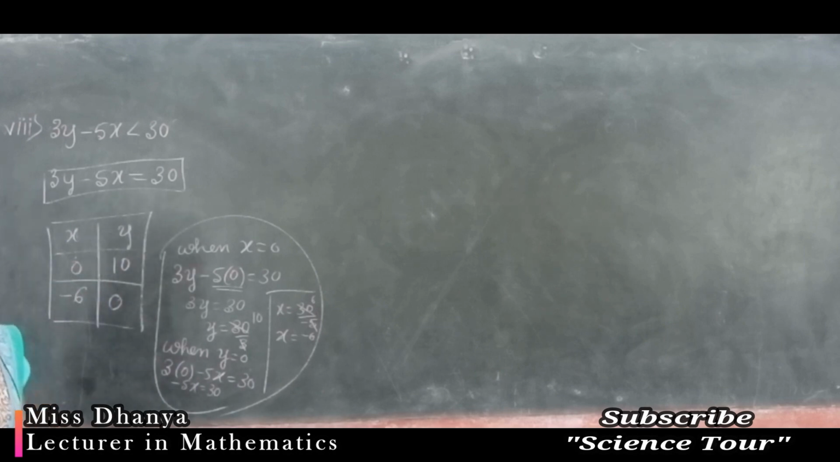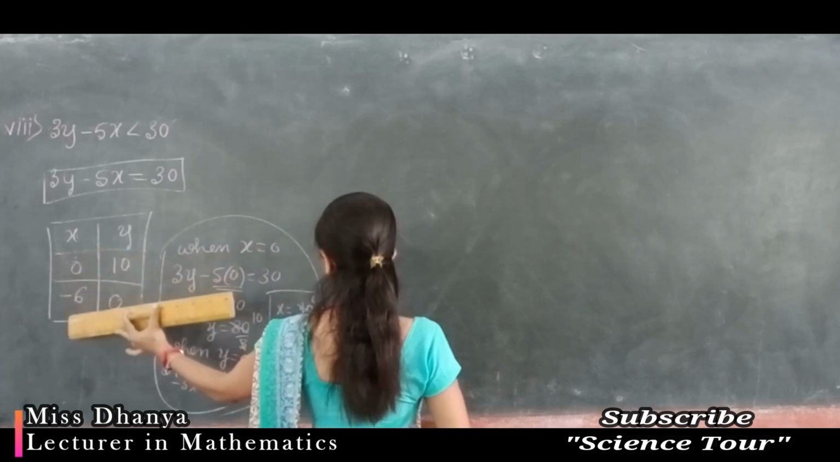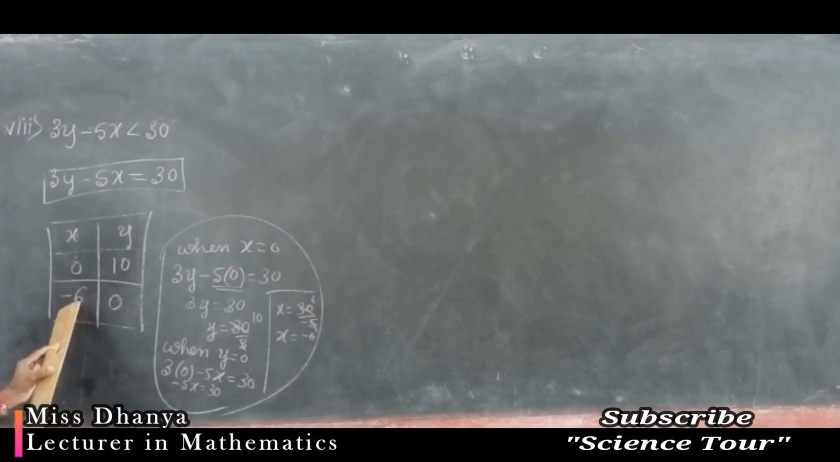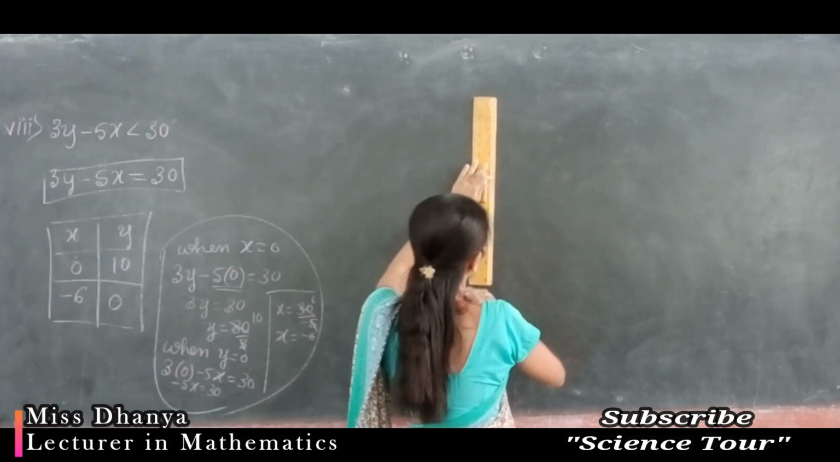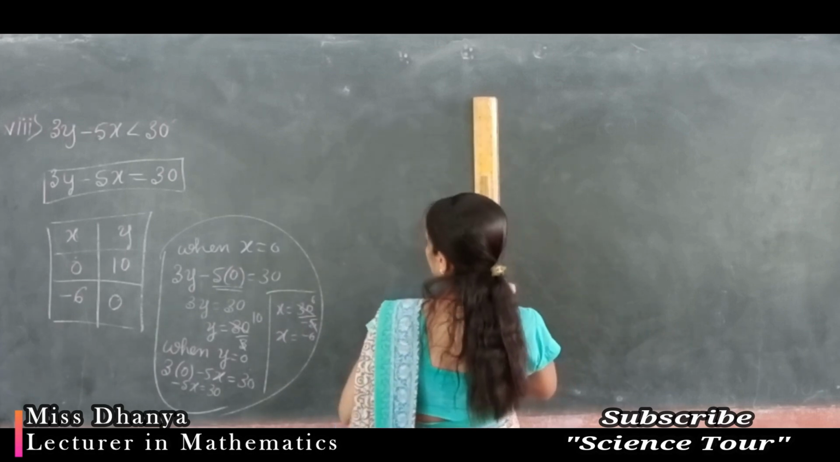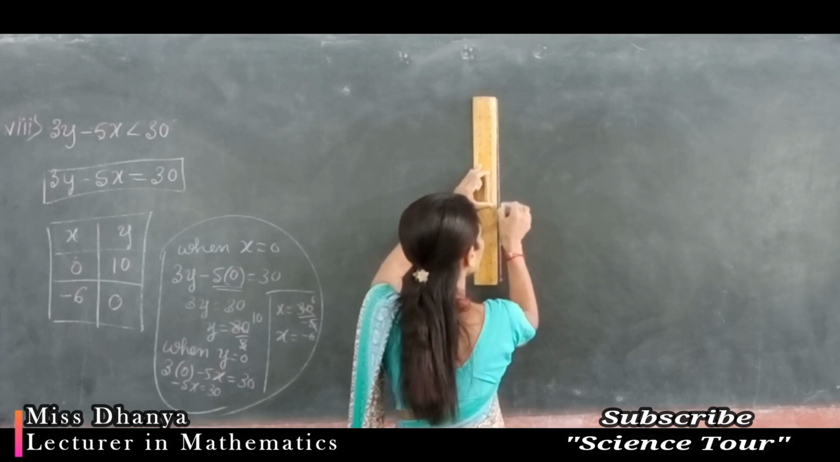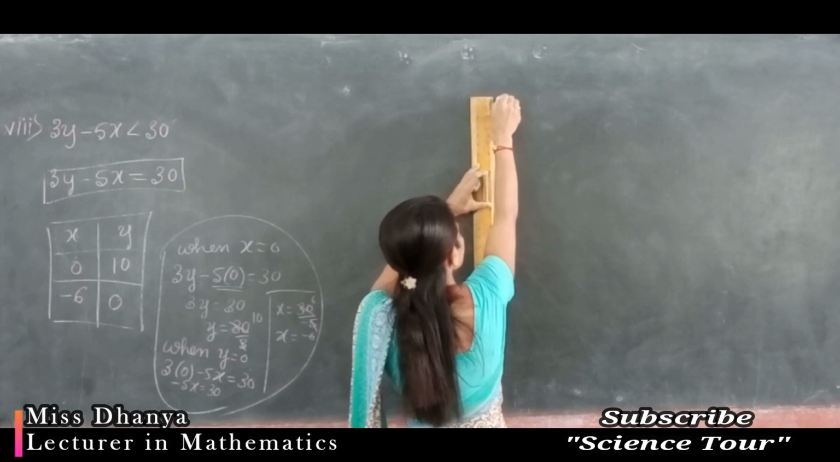Now these 2 points you have to mark in the Cartesian plane. So draw x axis and y axis. On the x axis you have to mark up to minus 6, okay. Negative side of x axis we need up to minus 6, and positive side of y axis we need up to 10, okay. One, two, three, 4, 5, 6, 7, 8, 9 and 10, okay.